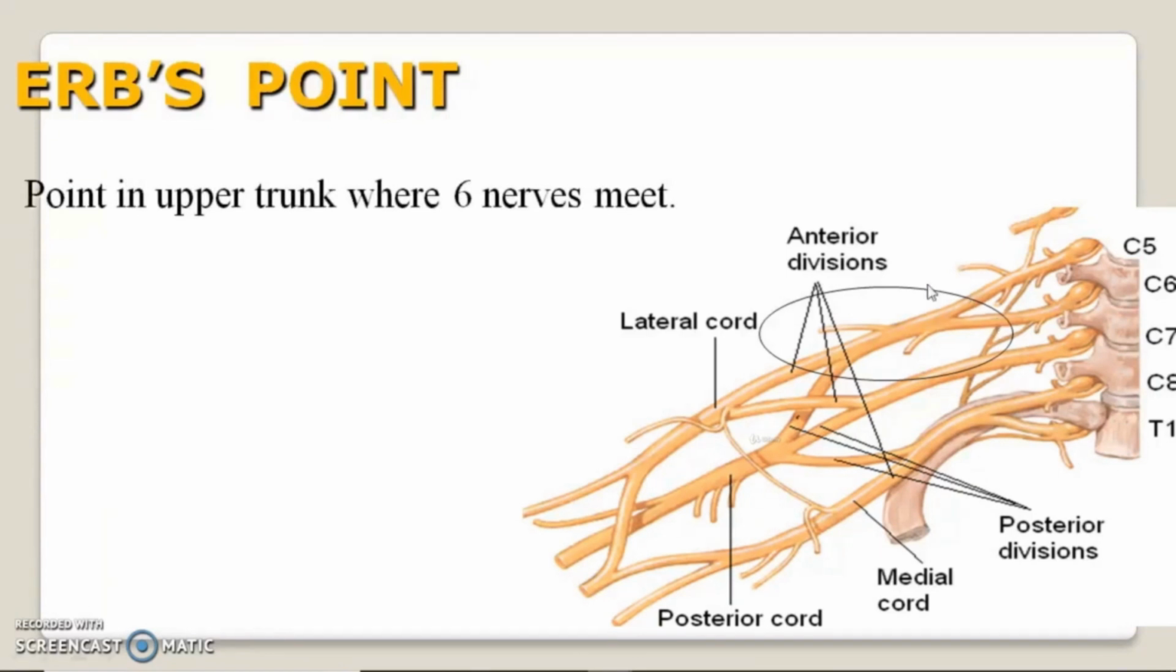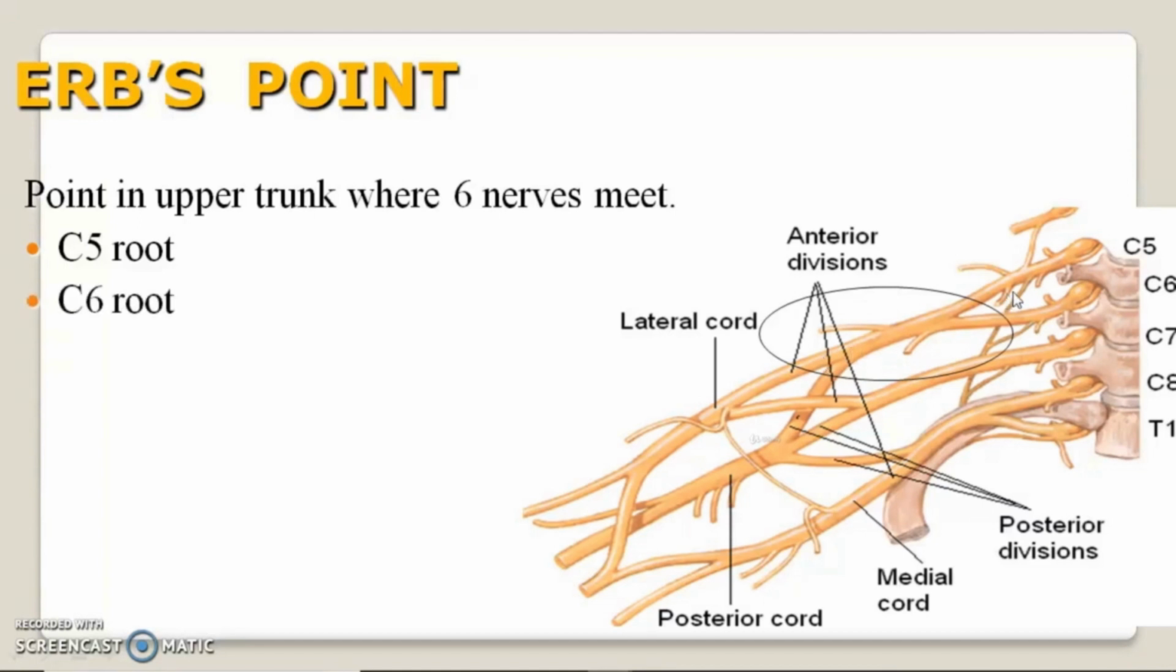You can make out a point here where 2 roots meet up to form the upper trunk, and we have anterior and posterior division. Later from the trunk we have 2 branches, one above and one below, and those branches are the suprascapular nerve and the nerve to subclavius.